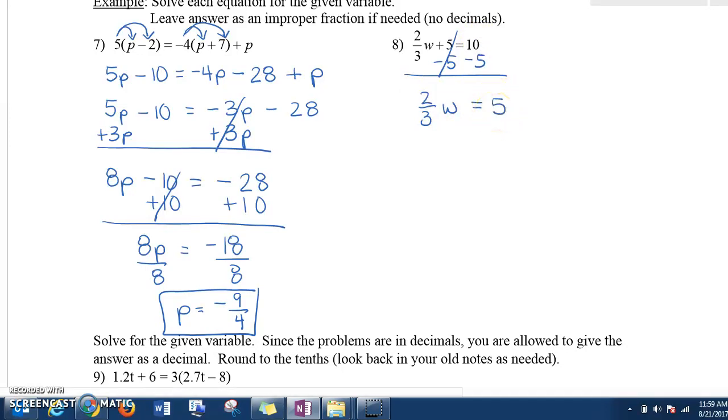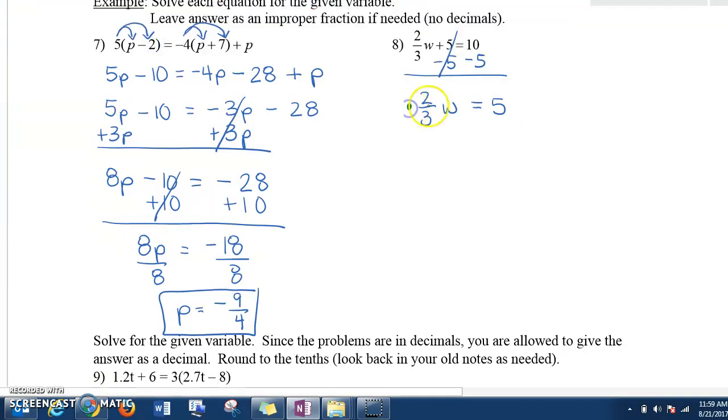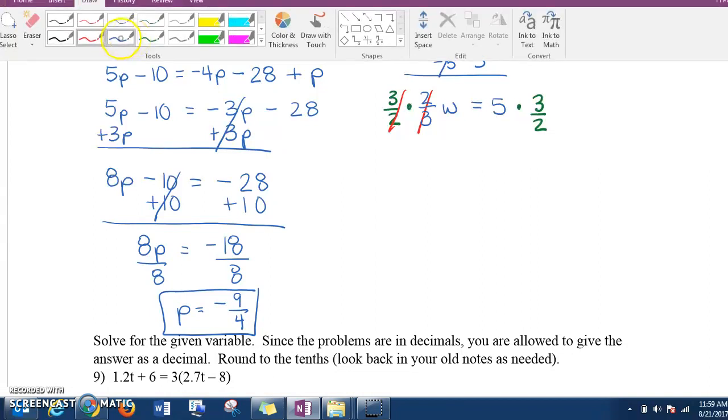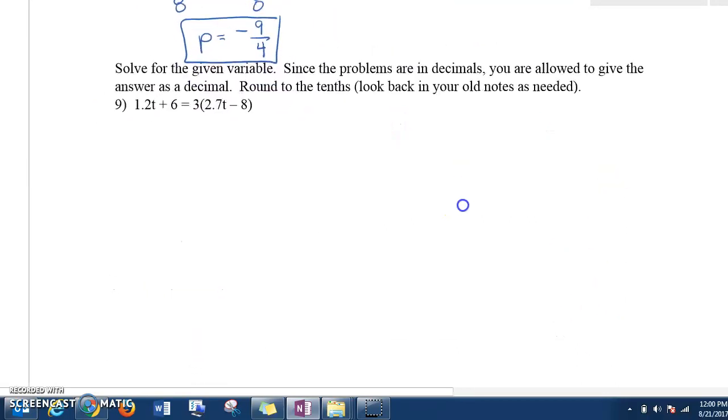Then to get rid of the fraction 2/3, we have to take the reciprocal. And the reciprocal of 2/3 is 3 over 2. There it is. 2/3 and 3/2 cancel each other out, and we are left with w equals, and then we multiply. Now, 5 is written as 5 over 1, so it's really easy to multiply fractions. You multiply the numerators, which is 15, and multiply the denominators, which is 2. So we can leave that as a fraction because it said no decimals. Well done. All right, we are headed into our last problem.